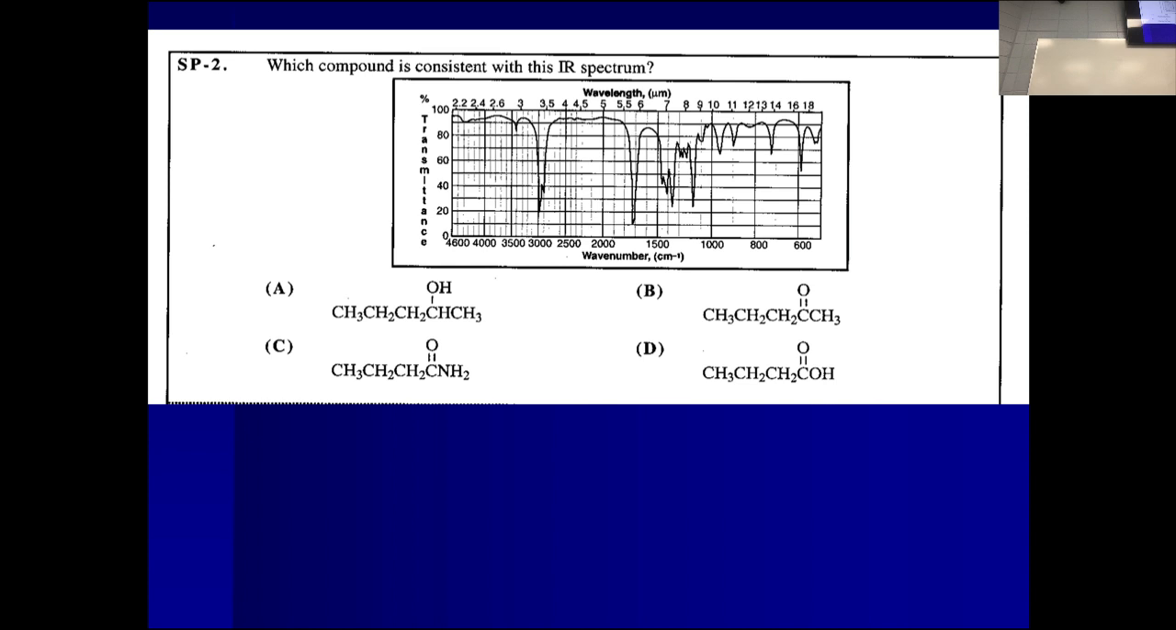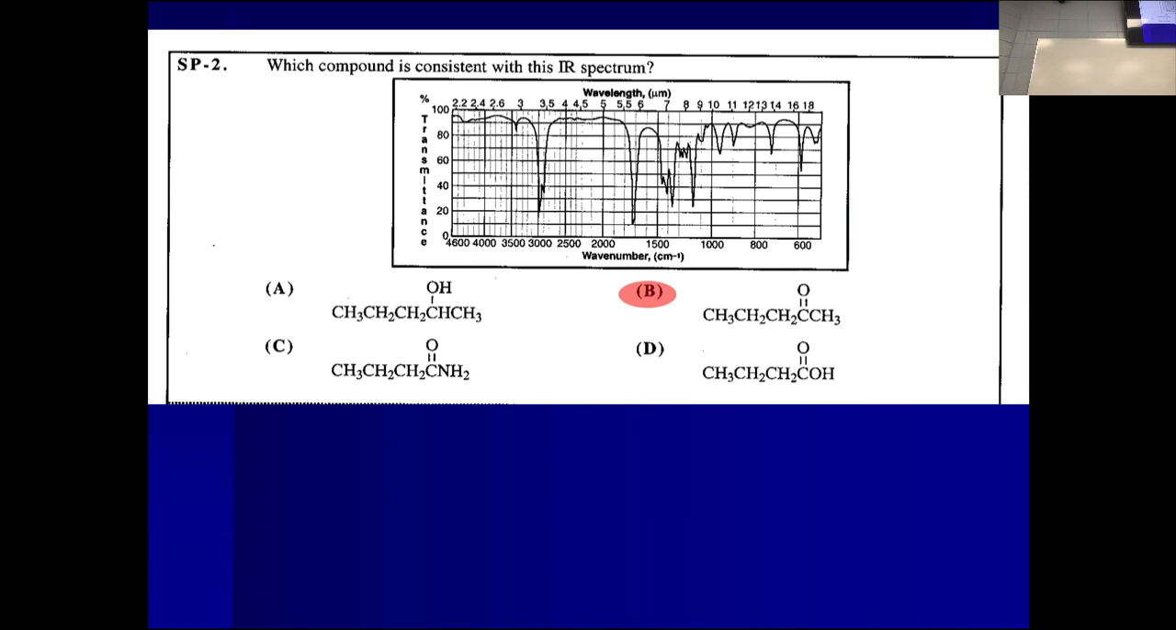I'm hearing a lot of B's. I heard a C. It is B. B is a ketone. Ketones, the C double bond O absorbs very strongly, so you'll see this nice sharp peak. You would also see that for both of these others. So how do I know that this isn't the case?